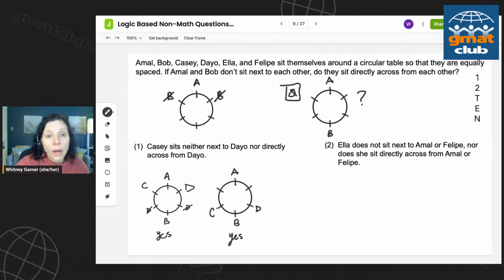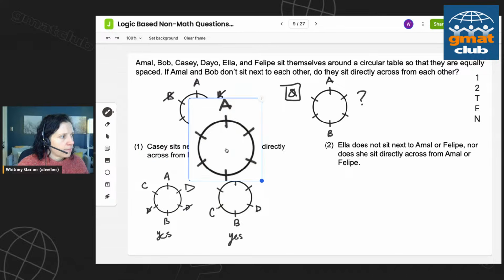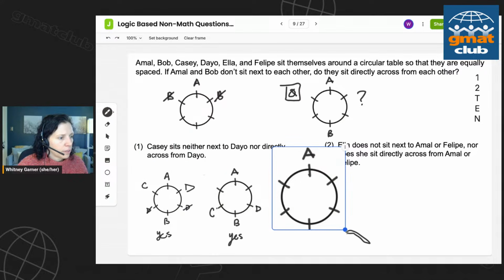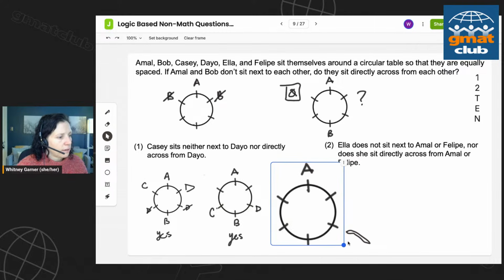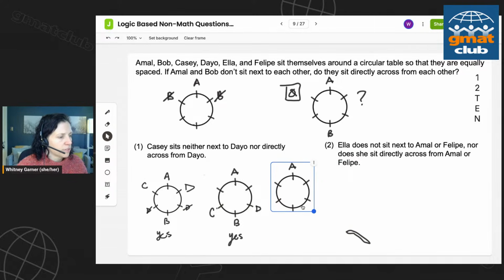So let's try one more. There's only one more scenario. Like, can I put Casey across from Amal? Like, could Casey be my one who's across from Amal? So I'll get one more of my little circles up and let's try. Get this out of the way. Here we go. Okay. So let's get Casey and put her directly across from Amal.